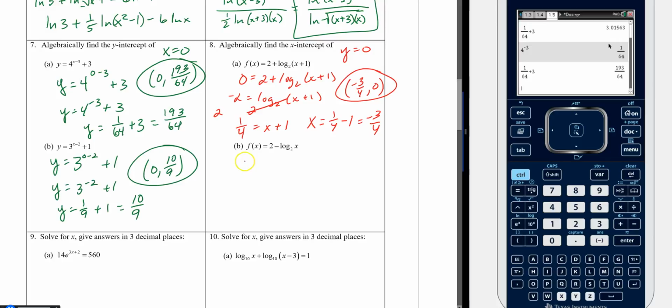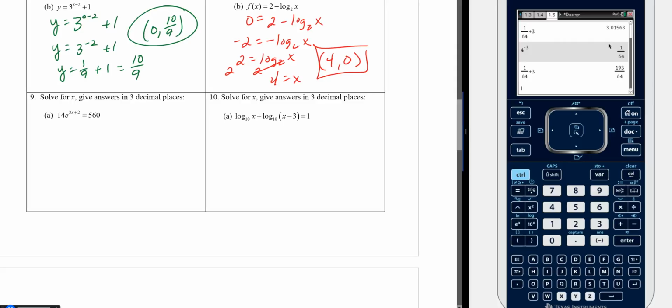For b, 0 is equal to 2 minus log base 2 of x. Subtract the 2. Divide by negative 1. So 2 is equal to log base 2 of x. Exponentiate both sides. So 4 is equal to x. So my x-intercept here is 4, 0.